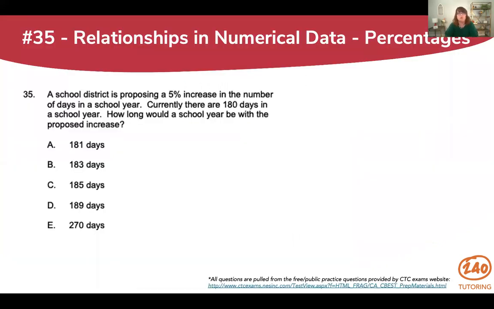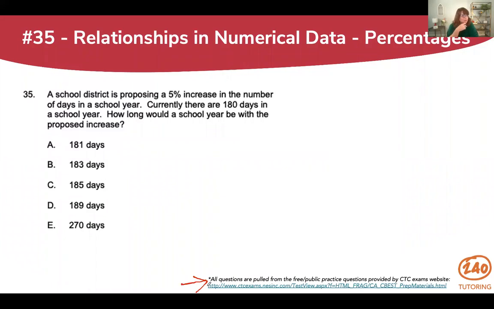All of the questions we're looking at today are the free and public questions provided on the CTC exams website. So if you haven't seen those before, I highly recommend you go check that out. That's where I'm getting all this information. So your competencies, your standards, and all these practice problems. Now, one thing they give you is they give you the practice problems and they give you the answer, but they don't give you an explanation. So that's what we're going to do today. So if you don't know how to solve these, I'm going to help you with that.